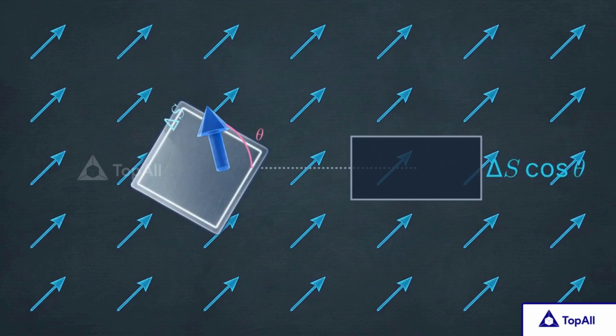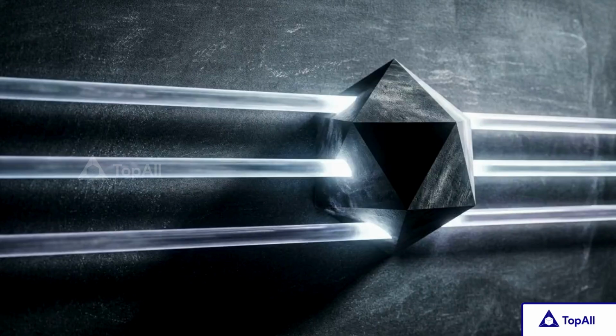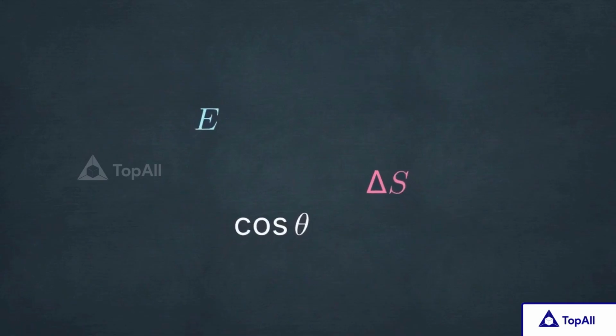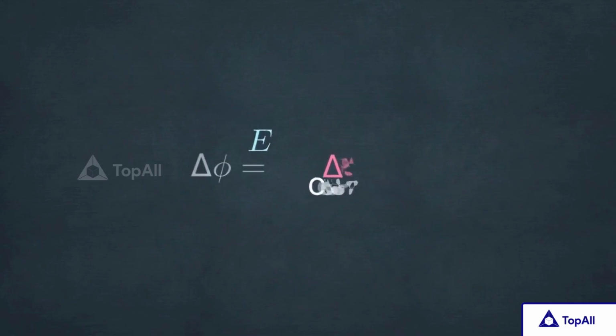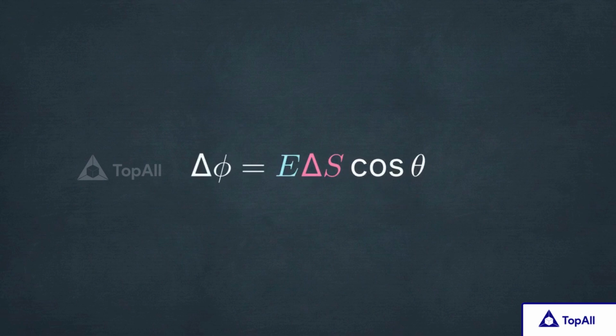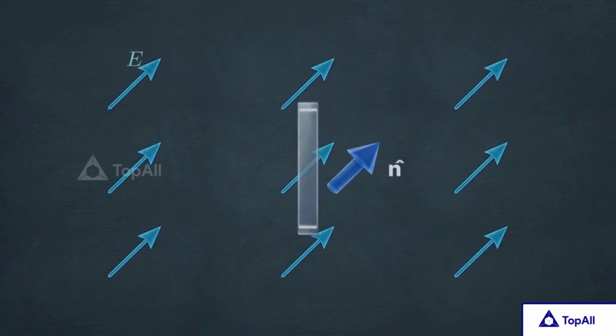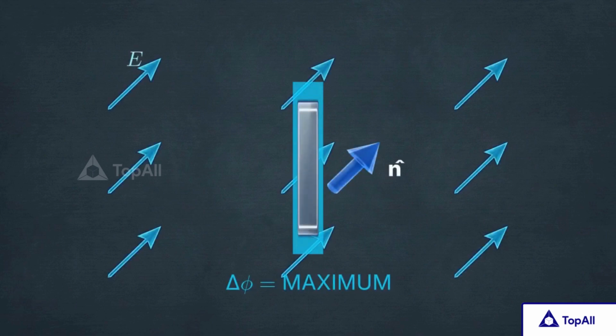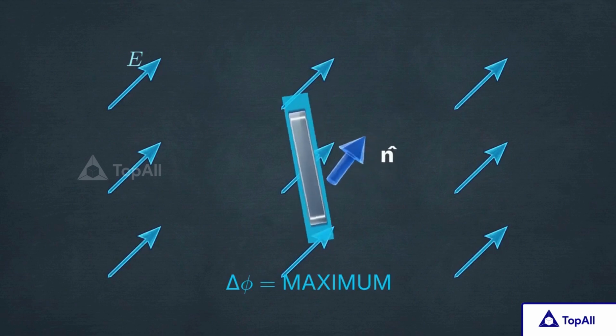Multiplying area by cosine theta isolates this perpendicular silhouette. The field ignores the physical surface and only interacts with the portion aligned to face it. Combining the field strength with this projected area gives us the complete equation for electric flux. This arrangement of variables is the mathematical definition of a vector dot product. The dot product provides the mathematical bridge needed to calculate the geometric alignment between two different directions.